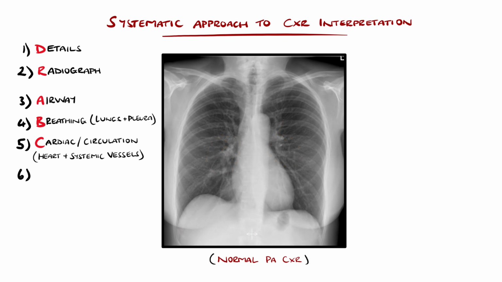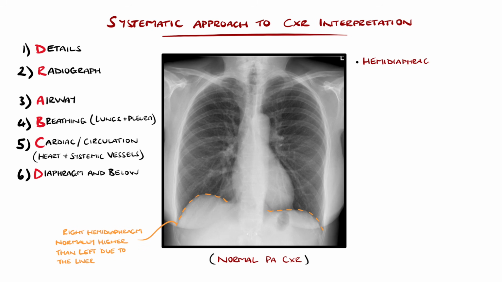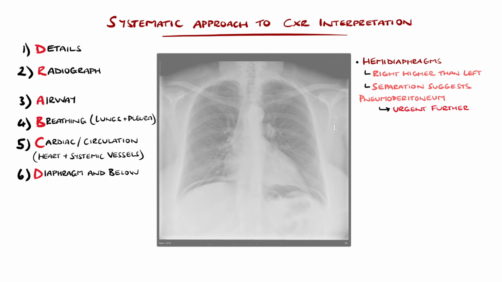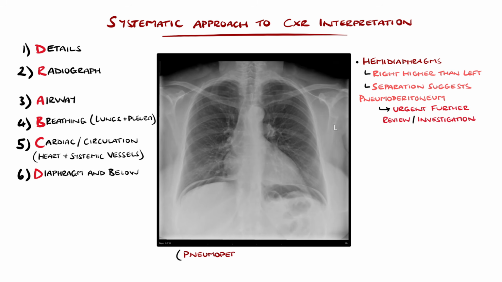Moving on to D, which is the diaphragm and below. Both hemidiaphragms should be roughly symmetrical, with the right being up to 2 cm higher than the left due to the presence of the liver. The liver and diaphragm are not usually distinguishable, and if there is visible separation, this suggests pneumoperitoneum, meaning free gas in the peritoneum, and further imaging such as CT is urgently required to identify any perforation.